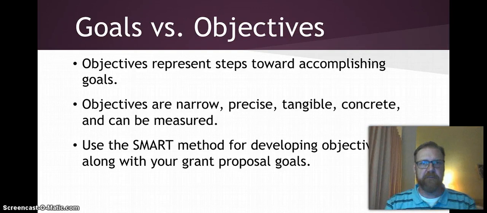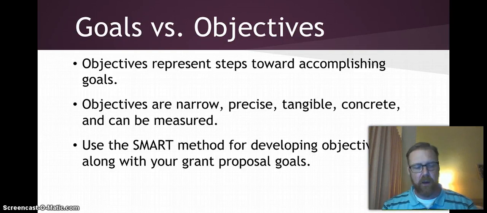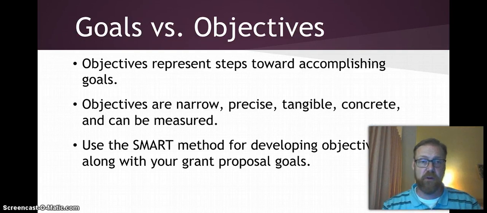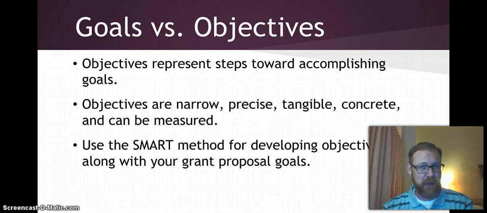Now remember, objectives represent steps toward accomplishing goals. And for your written assignment for our entrepreneurship class, I've really asked you to work on goals. But I think when you're working on these phase one goals, you also need to think about how they can be transformed into objectives. Because objectives represent steps toward accomplishing those goals. So if you could include the objectives along with your goals in your phase one goals section, I think that would be outstanding. Now, objectives are a little different because instead of being abstract, intangible, and so on, they are instead narrow, precise, tangible, concrete, and can be measured.